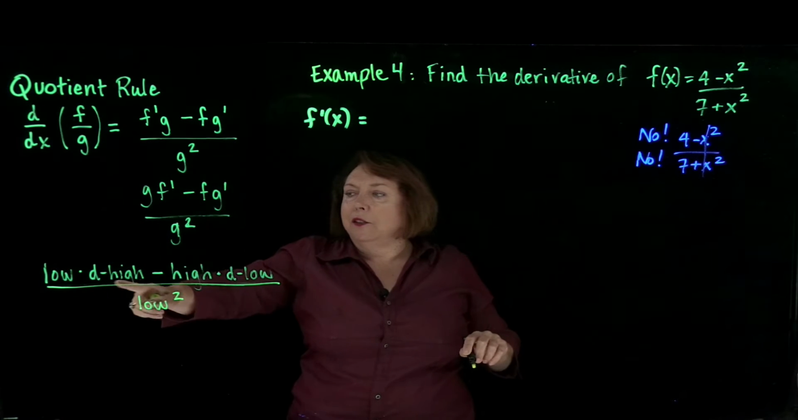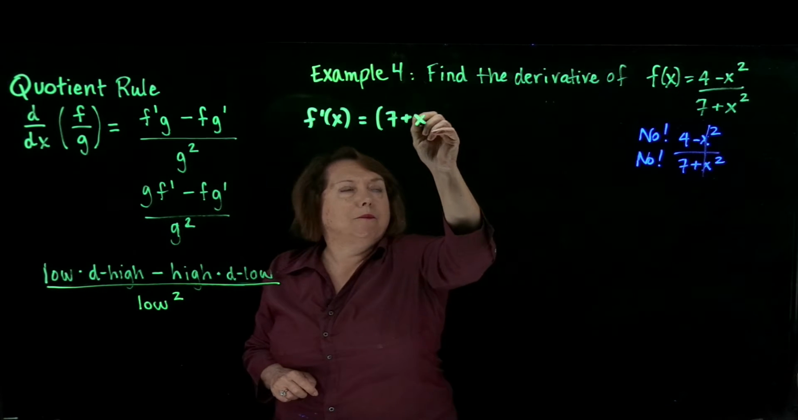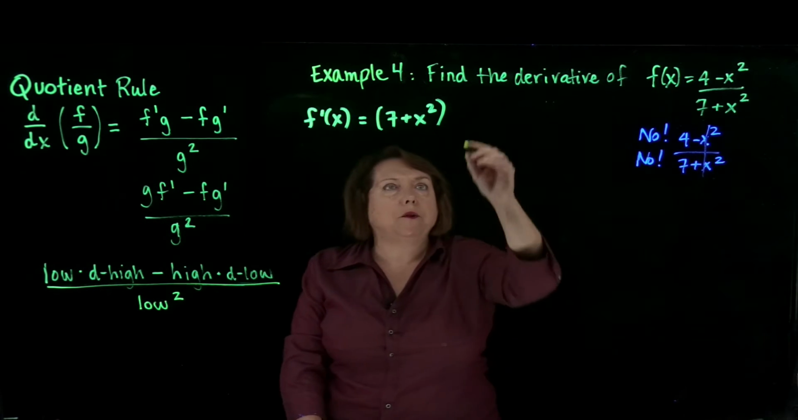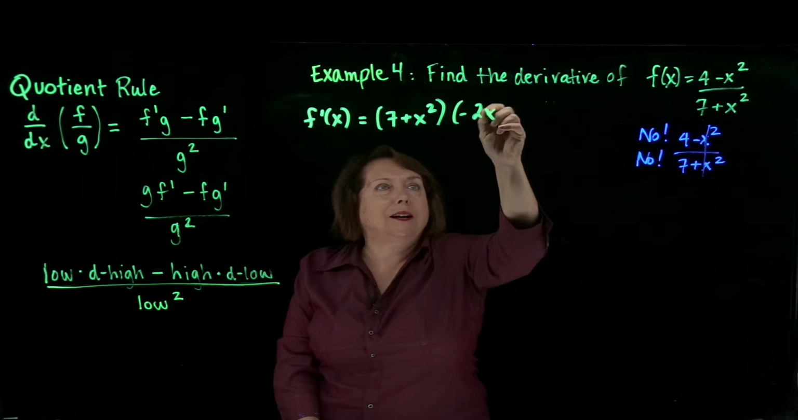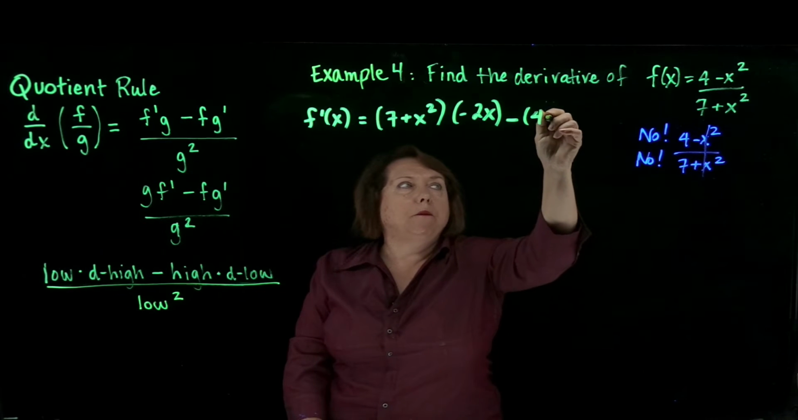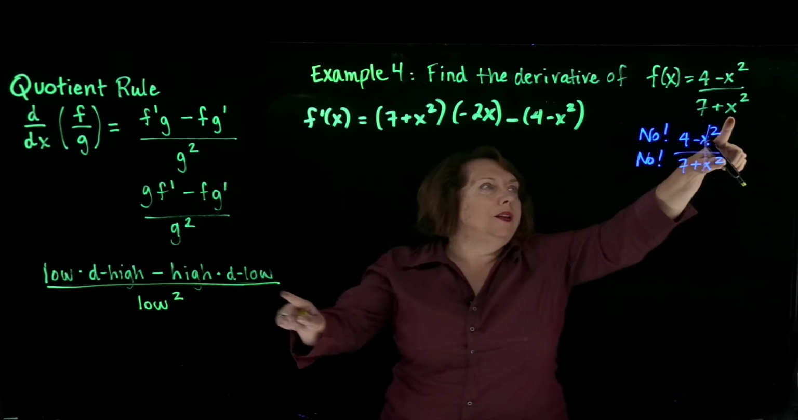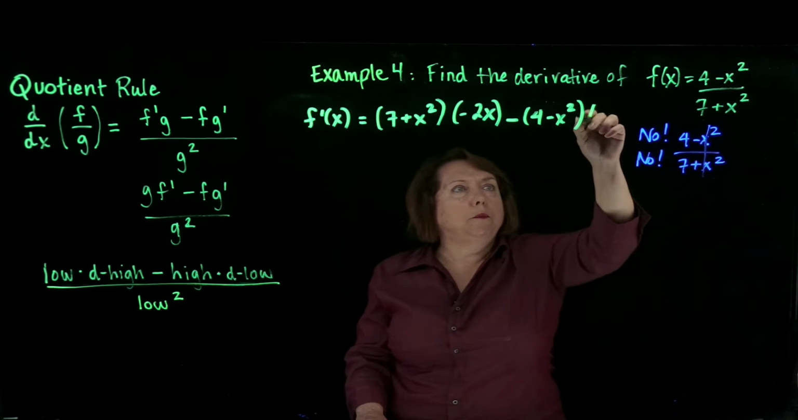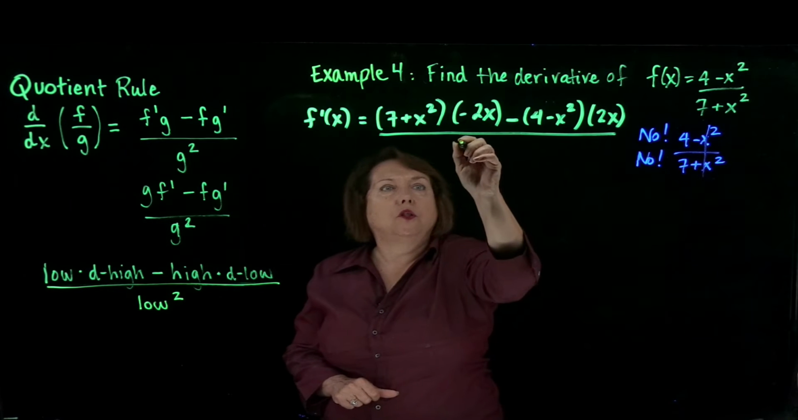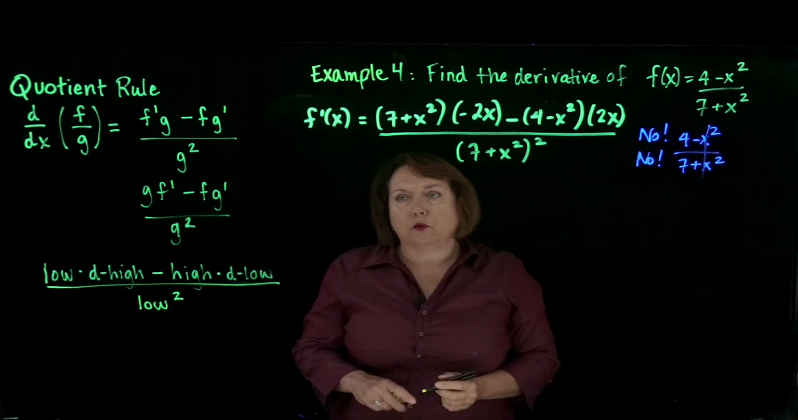we're going to take the low function, 7 plus x squared, times the derivative of the high. So the derivative of 4 minus x squared would be negative 2x, minus the high, so 4 minus x squared, times the derivative of the low. So the derivative of 7 plus x squared will be 2x. And then all of that divided by the low squared: 7 plus x squared, the whole quantity squared.